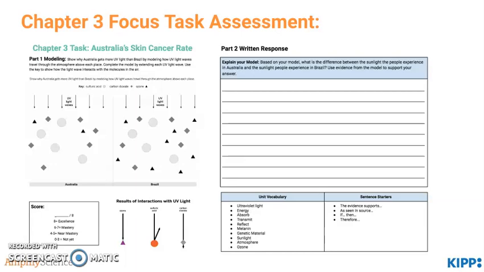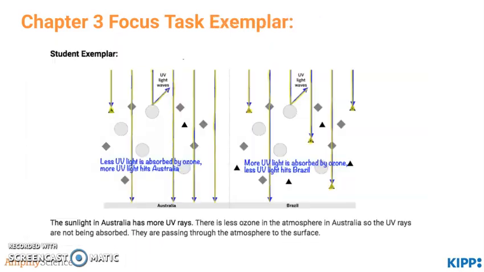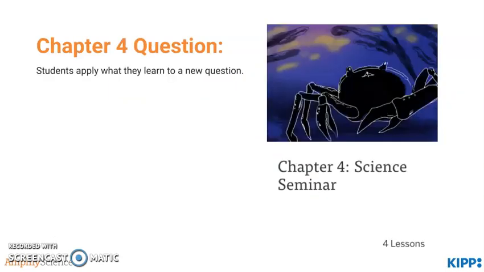Take some time to complete the focus task. Click pause and then resume the video when you are done. Here's the exemplar. Student models and explanation should highlight that since there's less ozone in Australia, more UV light hits the surface. Students earn 4 points for the model and 4 for the response. Click pause if you need more time to look it over. You can also check with the online rubric.